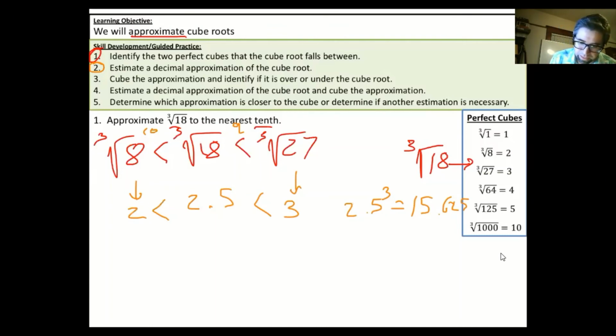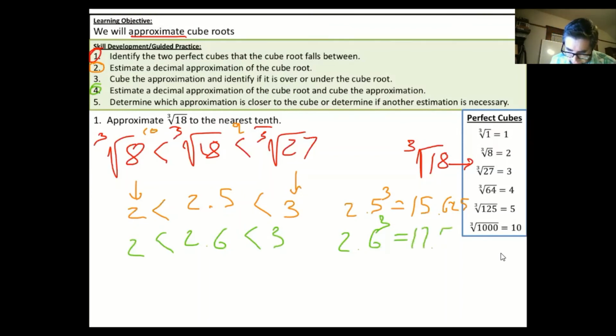So this is me now doing step 4. I need to try again and get closer. If 2.5 wasn't close enough, now I need to guess a higher decimal. I'm just going to guess 2.6. All right, so let's see. My next guess is going to be 2.6, which is also greater than 2 but less than 3. So let's try cubing 2.6. When I cube 2.6, I've got 17.576. Okay, now this is much closer to 18.